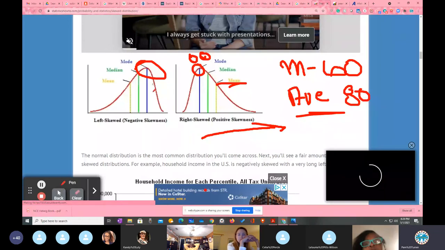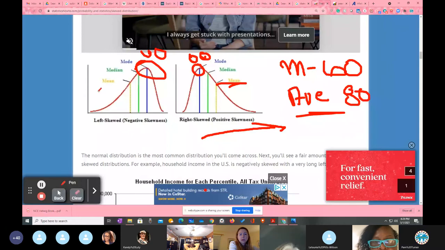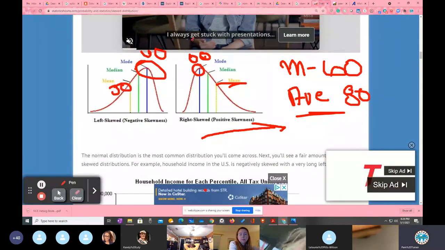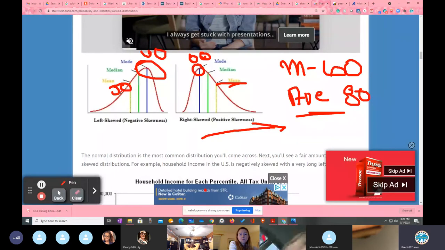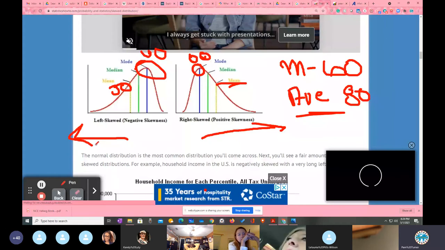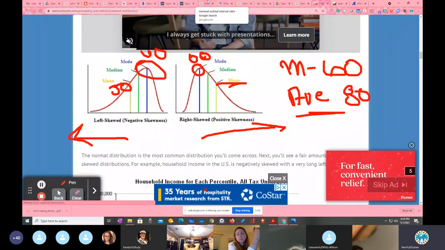Same thing on the other side. So let's say the mode is 60, right? 5 kids on the test scored a 60. And then the average of the class was a 30. Either these 5 kids cheated or they're really smart, right? But if the mean guy's a 30 and he's lower than the mode, he's pulling it down because the mean guy is in charge. Yes, exactly. Okay. That's a negative skew. So that's why I need to know my mean and mode.